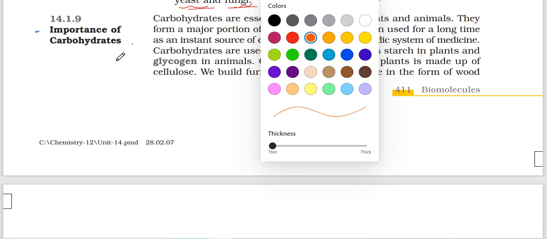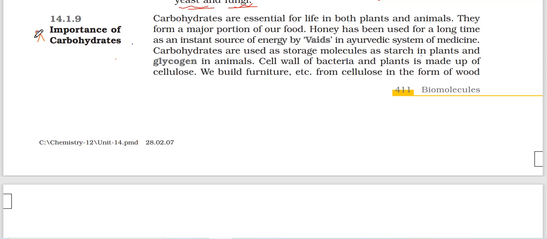Next, importance of carbohydrates. Carbohydrates are essential for life in both plants and animals. That means in the plant kingdom and animal kingdom, the role of carbohydrates is maximum. They form a major portion of our food. In food, maximum carbohydrates are present. You can take rice or roti. Okay, in rice and roti maximum will be carbohydrates.